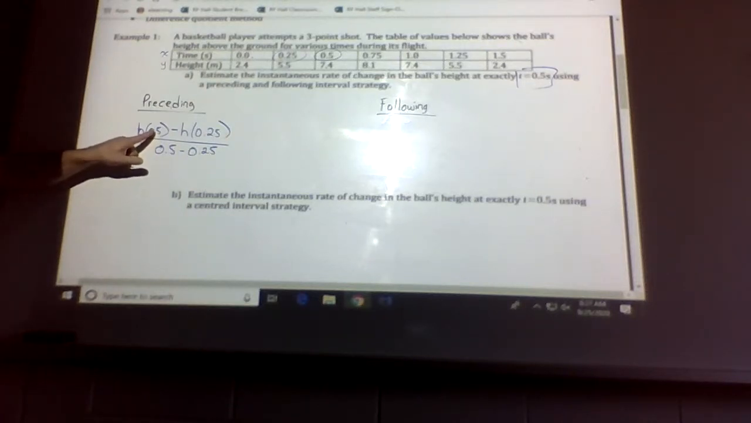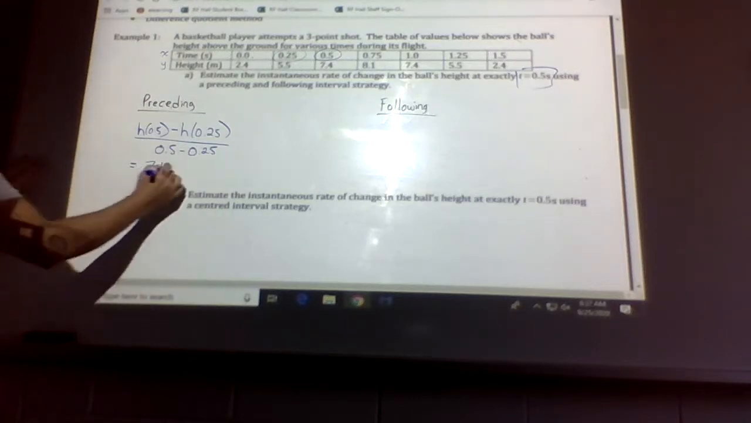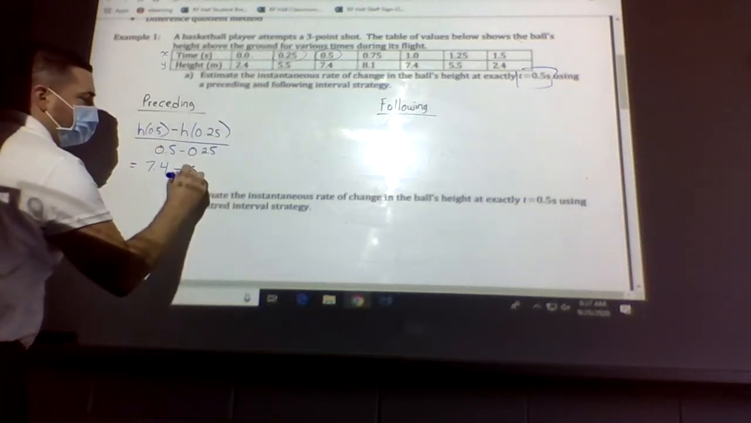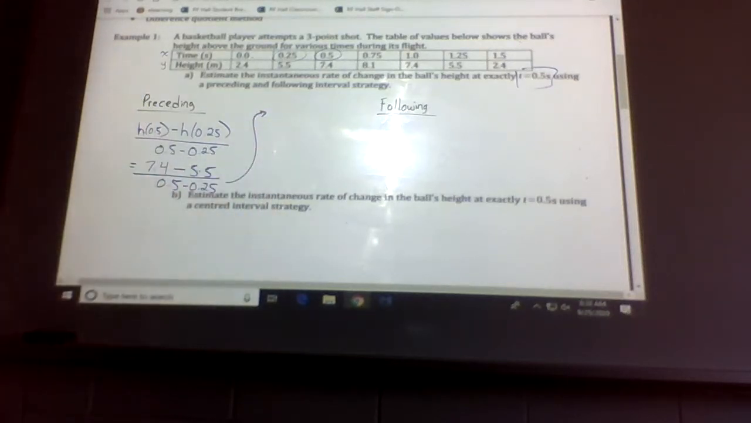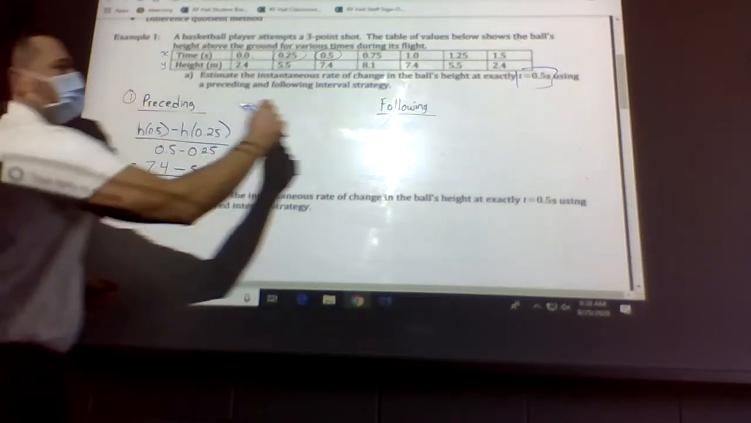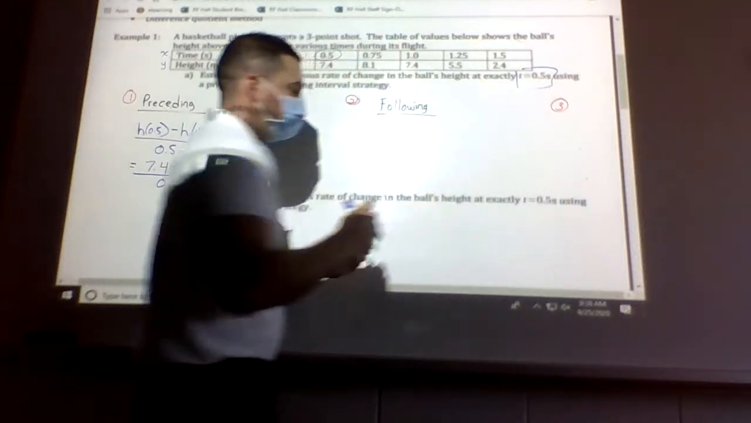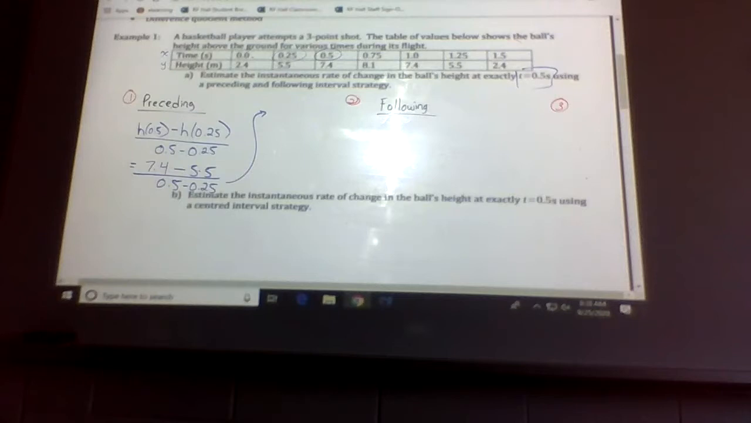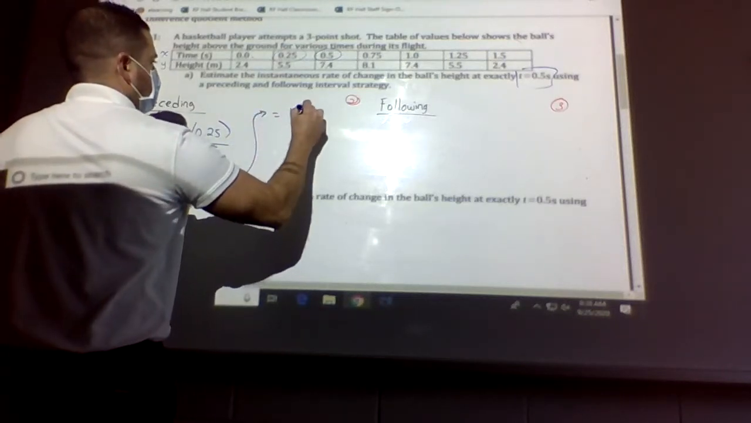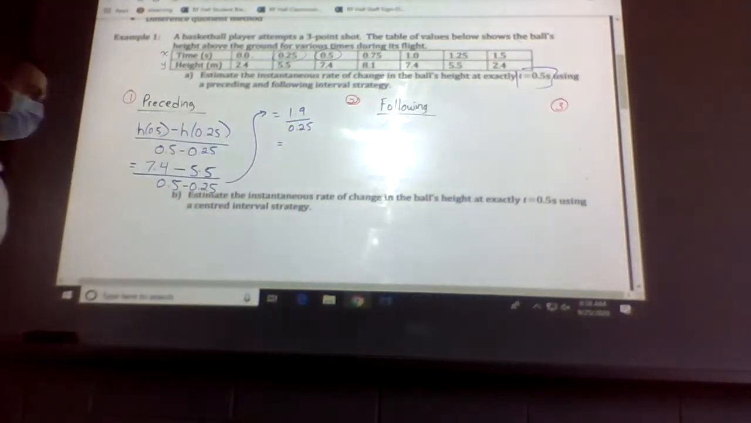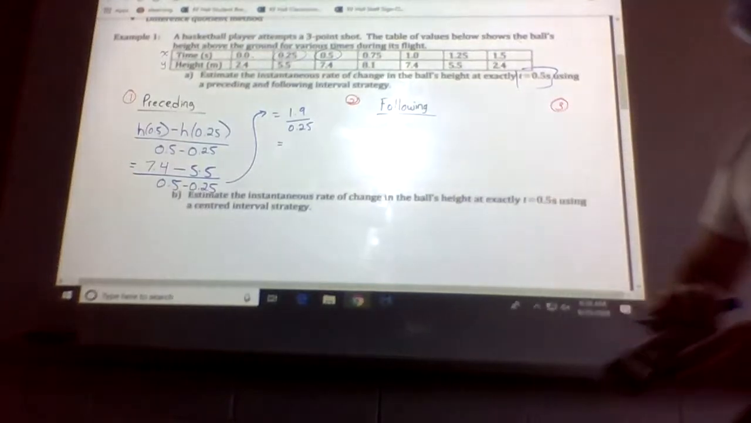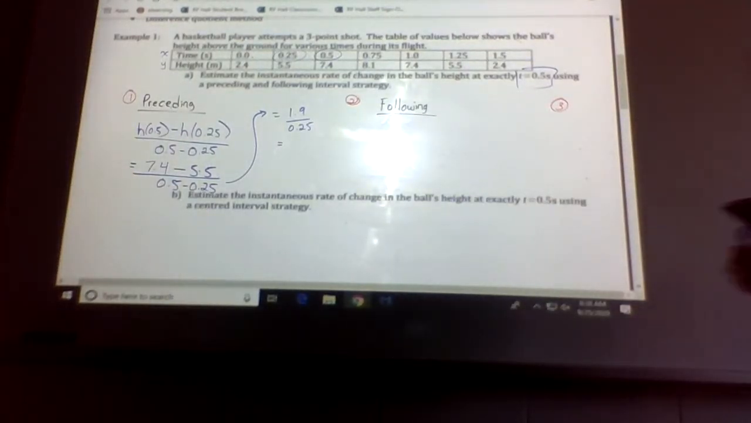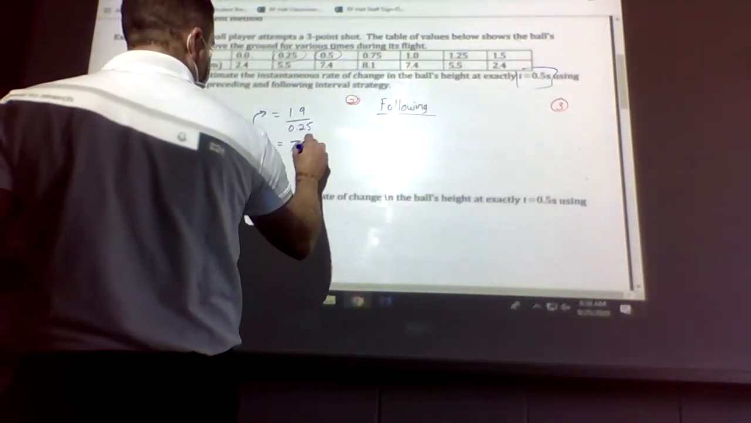Okay, so what is the height at 0.5 seconds? What's the height? 7.4. So 7.4, subtract the height at 0.25, which is 5.5, divided by 0.5 minus 0.25. Okay, now we solve it. So that's 1.9 divided by 0.25. It's 7.6 meters per second.